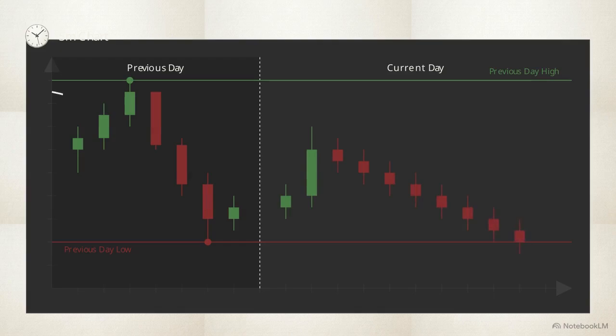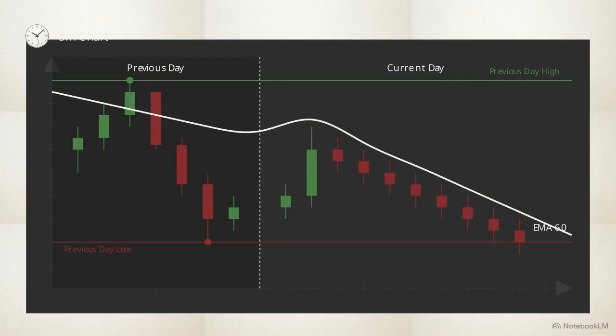This chart includes a 60-period exponential moving average, or EMA 60. The EMA 60 tracks the average price over the last 60 candles, placing more weight on recent price action. We use it as a dynamic level of support and resistance.